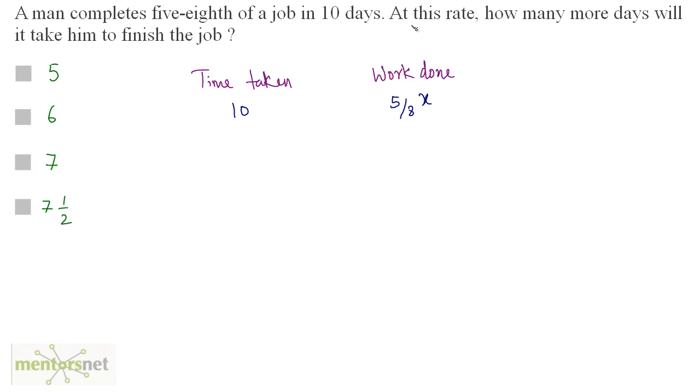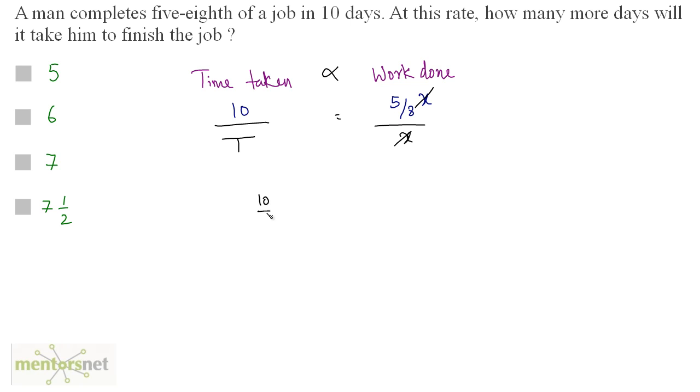Now next we have been asked, at this rate how many more days will it take him to finish the job? Now assume that the total time taken be T, and in this total time the complete work will be done. So X amount of work will be done, right? So time taken is directly proportional to work done, hence I can take the ratio and equate. So I can find out the value of T. This X gets cancelled out.